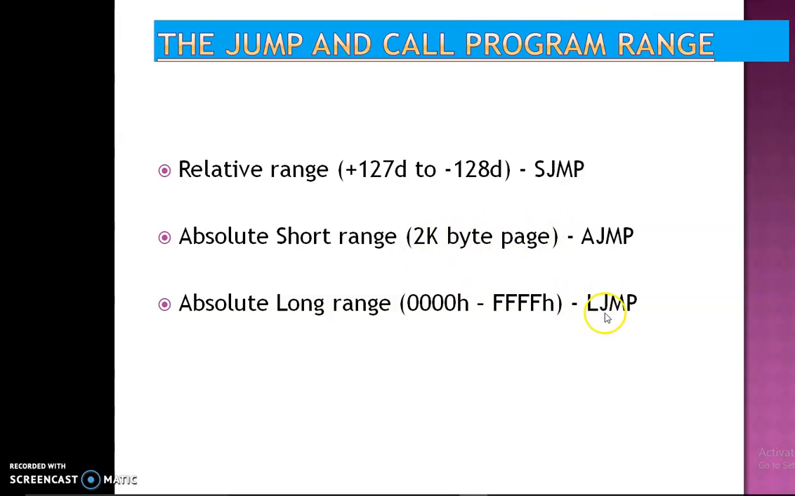Then if you are using L jump in your program, control can jump from this L jump current location to anywhere in the total memory. If total memory is 64K, the address locations run from 0000 hexadecimal to FFFF hexadecimal. So when you are using long jump, the control can go from the current instruction to anywhere in the total memory. Using these three types of jump instructions, we can create loops, or we can create an if statement like that.